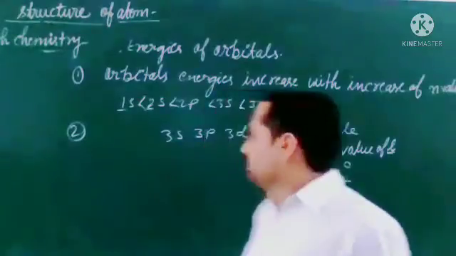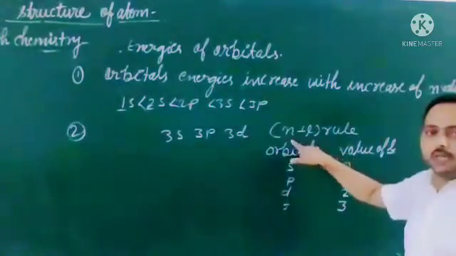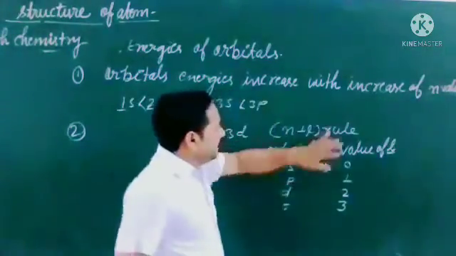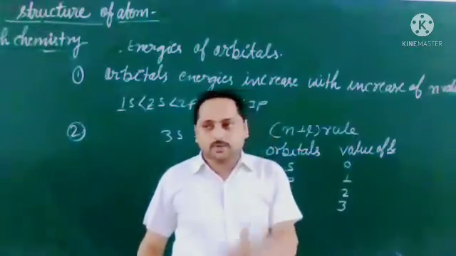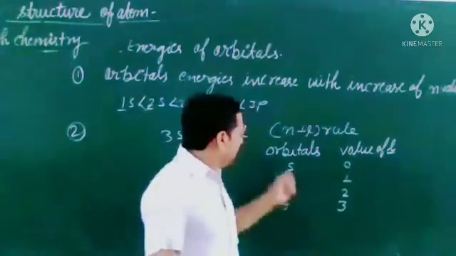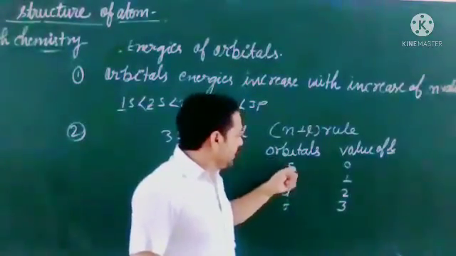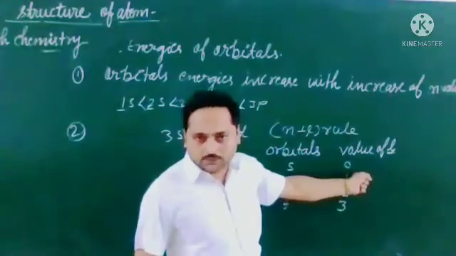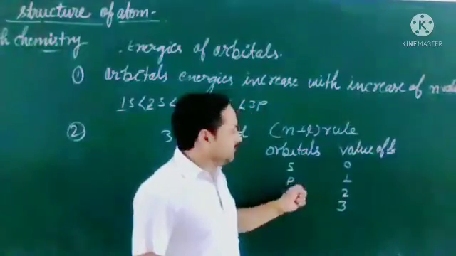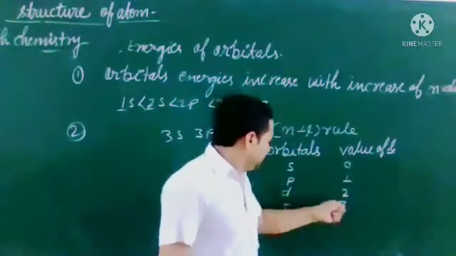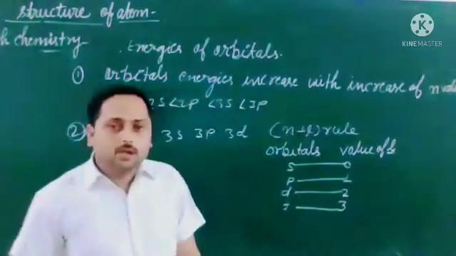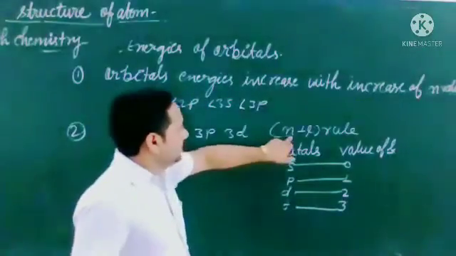So in that case, we use n plus L. What is n plus L? We have not yet discussed the quantum numbers, so just for now, note the value of L. If it is an S orbital, the value of L will be 0. If it is a P orbital, the value of L will be 1. For a D orbital, the value of L will be 2. Got it?